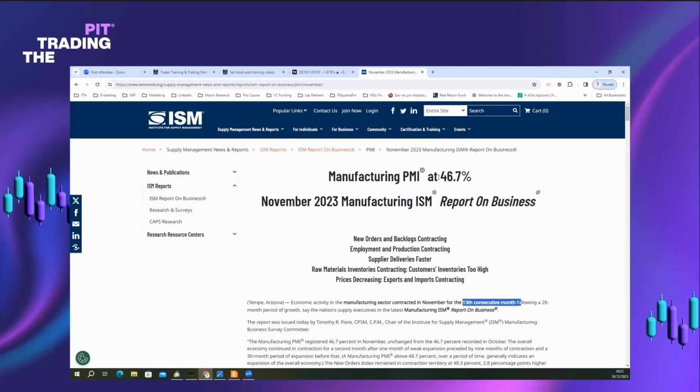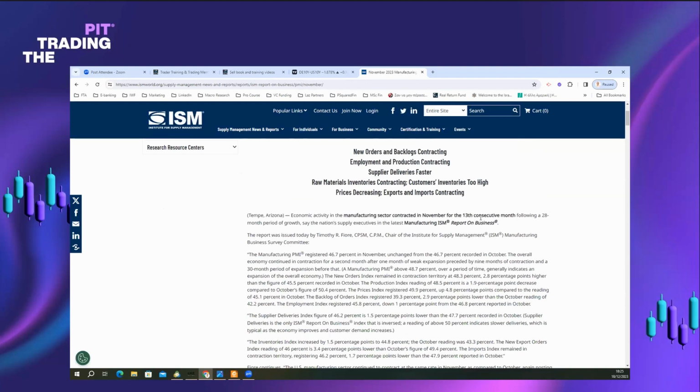The ISM PMI, the manufacturing index, has forecasted every single recession in the United States. It is an index between 0 and 100, and if it is below 50, it means we are moving into contraction territory. So right now it is at 46.7, which means we are in a contraction. 13th consecutive month following a 28-month period of growth.